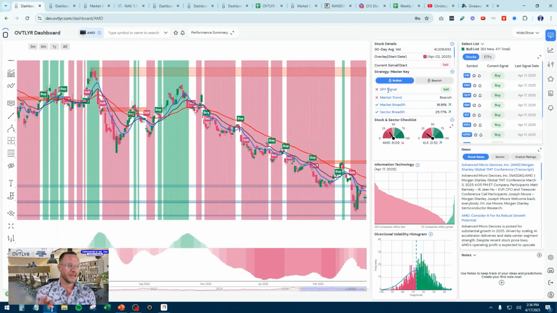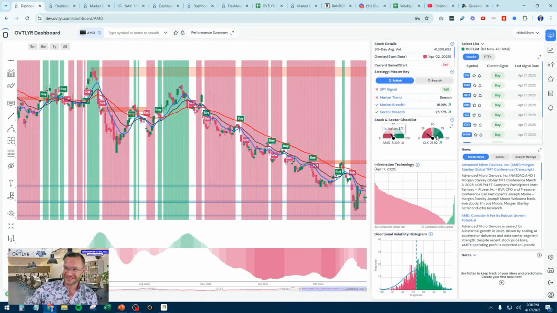So at a glance, you can see, is the market set up? Is the market even set up to go into anything? Within a glance, you can see it. So both of these are locked. You'll see right here, bearish is locked. Bullish is locked, which means I wouldn't put on a trade either direction. It shows you the SPY signal, the market trend, market breadth, and sector breadth.